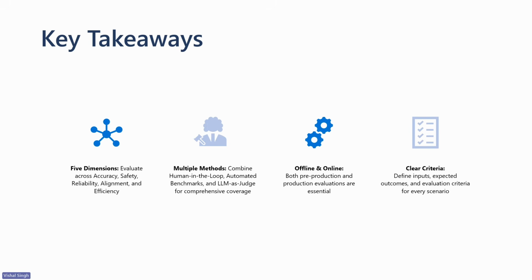The 5 dimensions that we've spoken of are, of course, the key principles based on which every agent should be evaluated. There are multiple methods to perform those evaluations. There are multiple patterns associated with those evaluations, and combining those different methods and approaches would help us to have a comprehensive coverage over the process. There are different offline versus online evaluations, but both are equally essential. And of course, there should be a clear-cut criteria based on which you want to ensure that your agent is being evaluated.